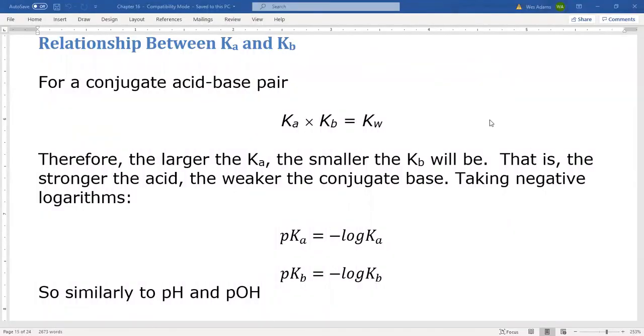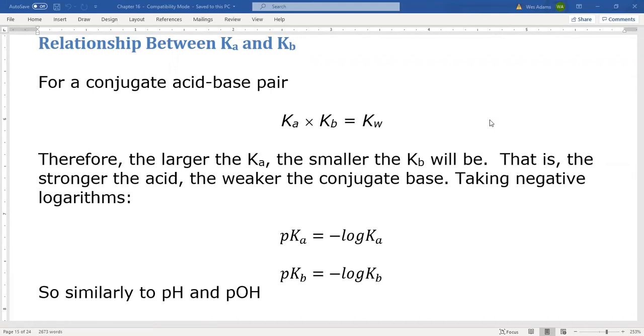Okay, let's talk about the relationship between Ka and Kb. For a conjugate acid-conjugate base pair, the Ka times the Kb equals the Kw. Remember, Kw is the 1 times 10 to the negative 14th number. Therefore, the larger the Ka, the smaller the Kb will be. For example, if we know the Ka for acetic acid, we could determine the Kb for the acetate anion, which is its conjugate base.